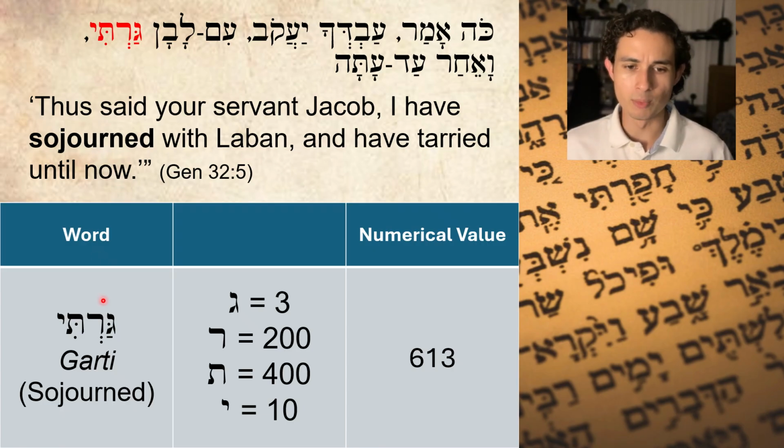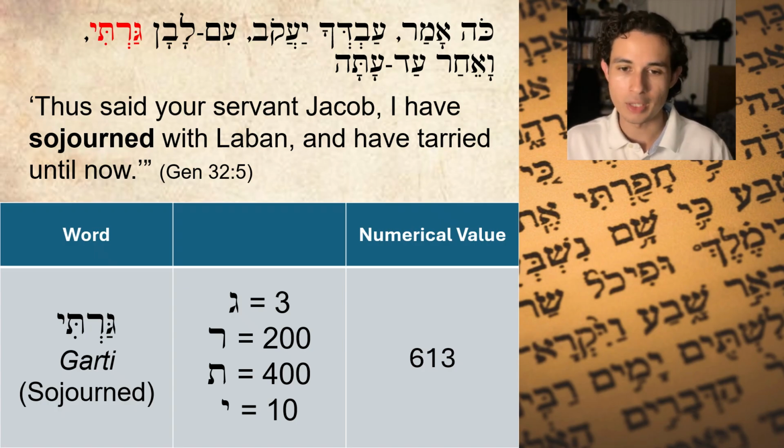So the Hebrew word for sojourned is garti, and that word has a numerical value of 613. So Rashi, the famous Jewish commentator, sees this as an indication that even while living with his wicked uncle Laban, Jacob was able to stay committed and faithful to the 613 commandments and the Torah. Again, this is Jewish tradition. Whether you want to take this as historical or not, that's beside the point.